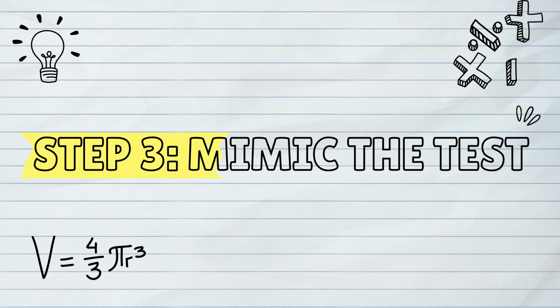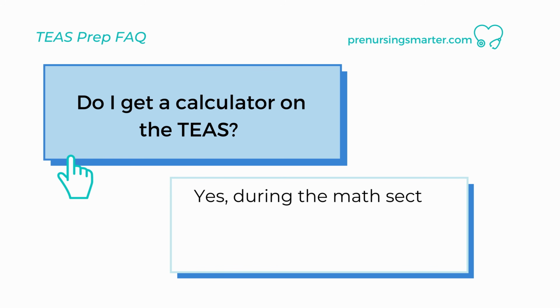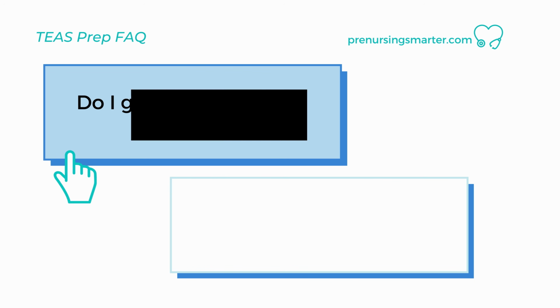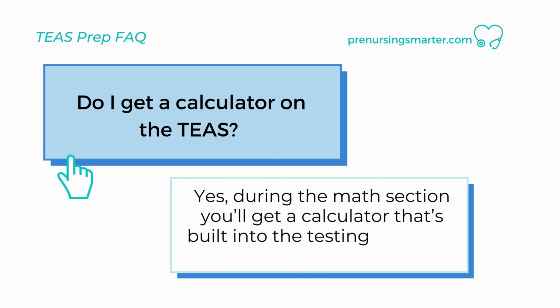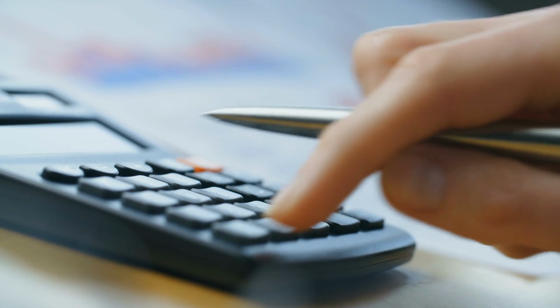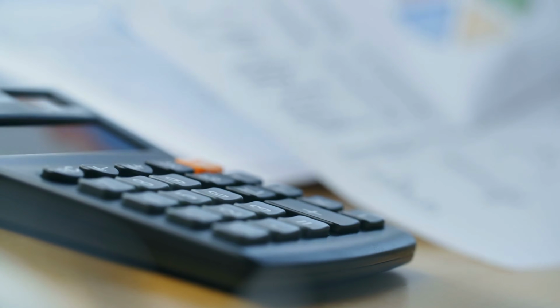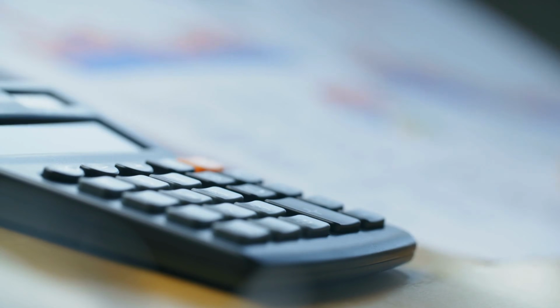Now let's talk about step 3, which is all about preparing for testing conditions. You do get to use a calculator on the TEAS math section. This is great. When I first started teaching for the TEAS, you actually couldn't use a calculator. The one you do get, however, is called a 4-function calculator, and it's fairly limited in what it can do. It's also going to be locked in your computer screen.